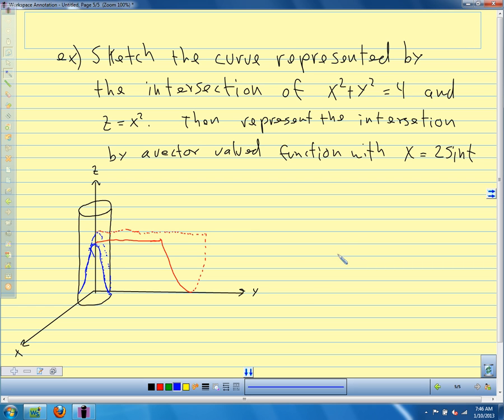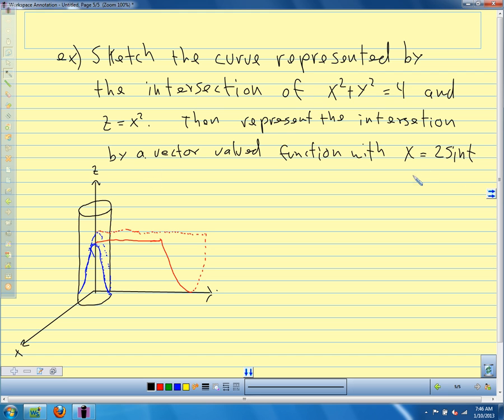All right, and while that model goes around, we're taking a really weird path around. While that goes around, let's do our next part of our problem. We want to represent the intersection by our vector valued function.